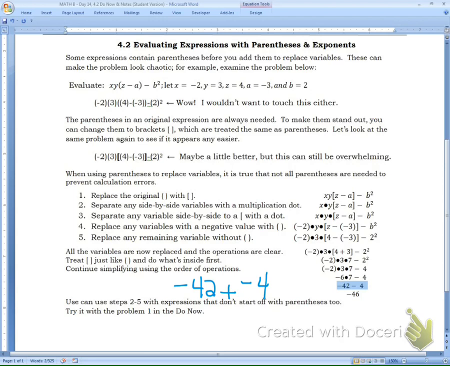We use our SOB rule. Those are both the same signs, so we have to add. 42 plus 4 is 46, and the bigger sign wins. So that's how they got negative 46. Don't worry, we'll do plenty of examples together.